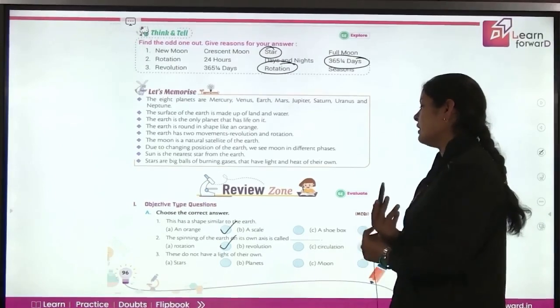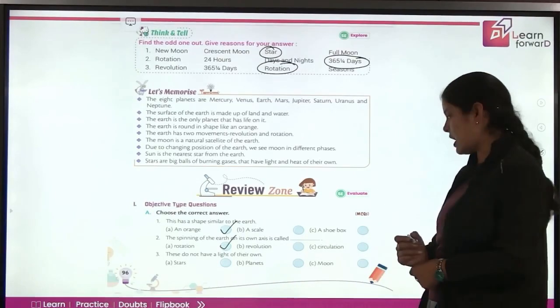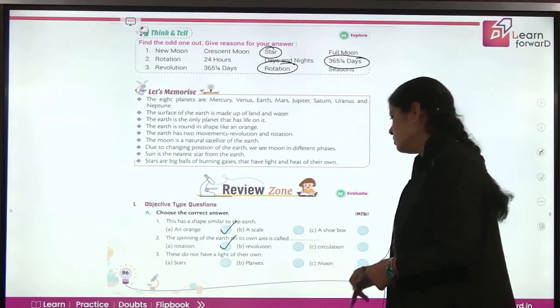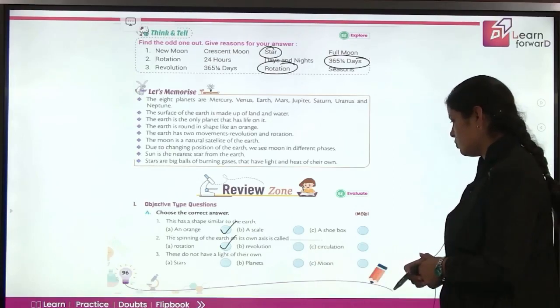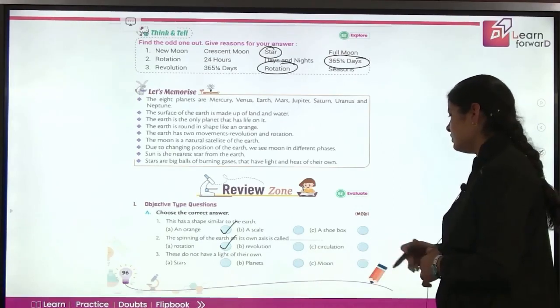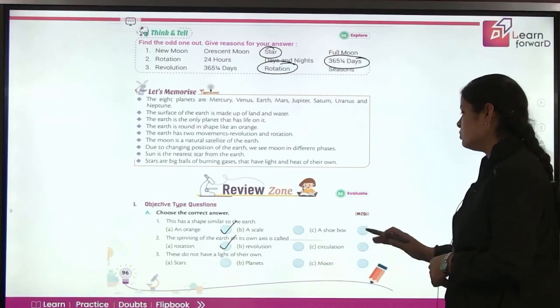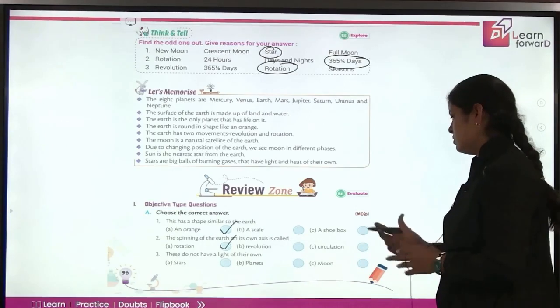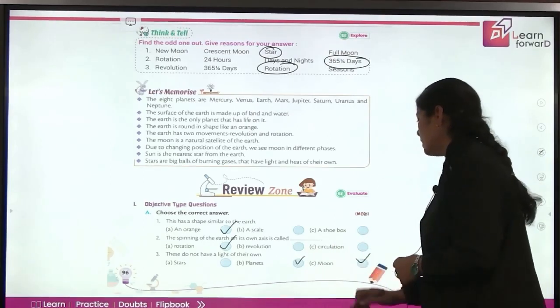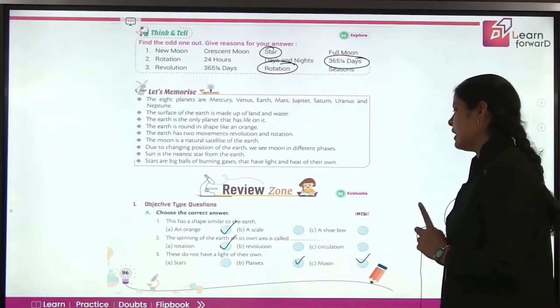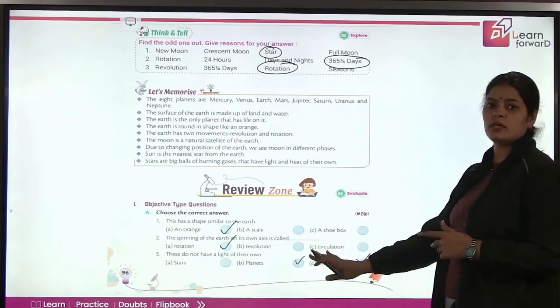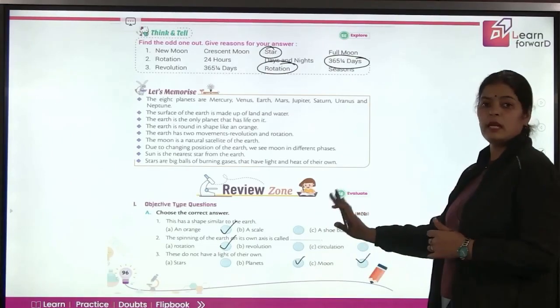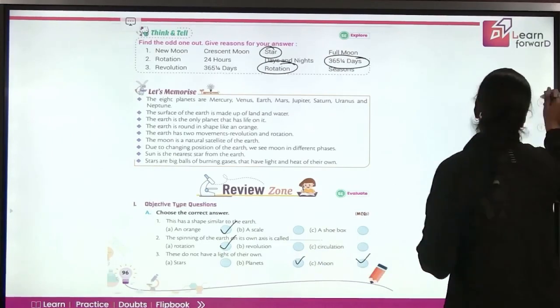These do not have a light of their own. Stars, planets or moon do not have a light of their own. Planets also do not have light of their own. The moon does not have its own light. Stars only have. So both are correct. Yes, planets are also illuminated by taking the light from the sun. The same happens with the moon also.